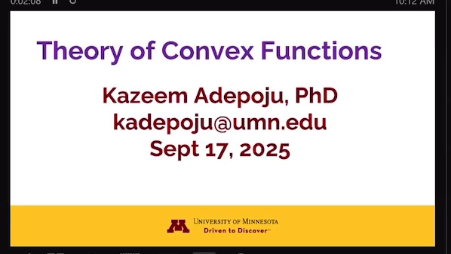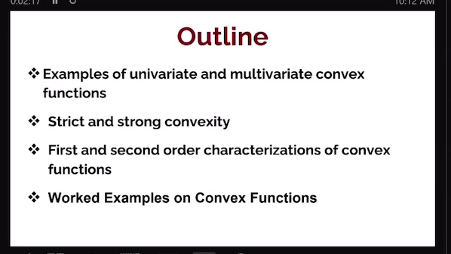Okay, so I want to welcome you to the theory of convex functions. In the outline, I'm going to walk you through examples of convex functions from univariate to multivariate. Then I'm going to discuss the different types of convex functions we have, both the strict and the strong. Then I'm going to talk about the first and second order characterization of convex functions. Then I'm going to give you examples. Just like I said, I need you to pay attention.